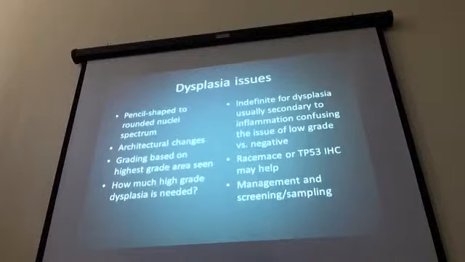A lot of people have been working on this, and so there's some new possible tools. One is the immunoperoxidase staining for either racemase or TP53, which have been proposed as ways to identify high-grade dysplasia. They look promising, but again, we've seen that before in other studies. So I think the jury is still out here in terms of whether this is the way to go. But in questionable cases, it might help.